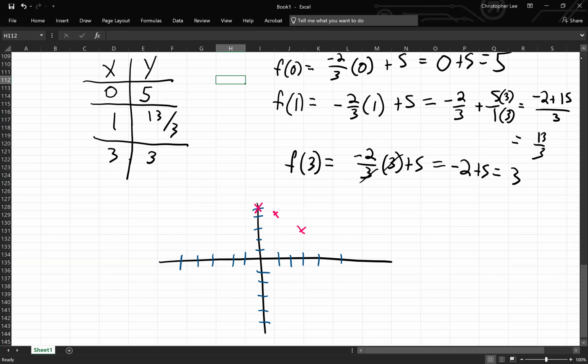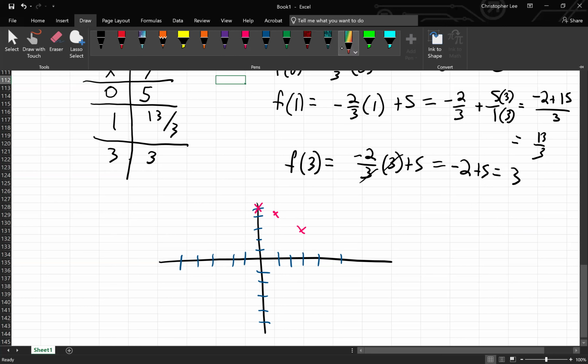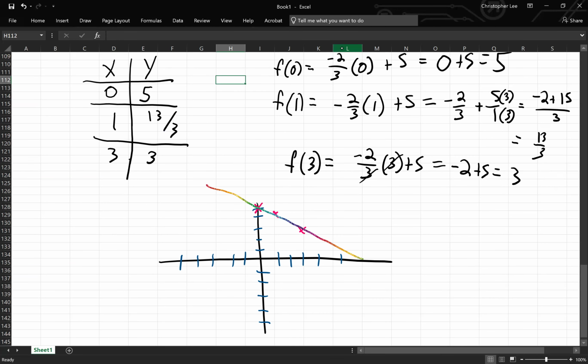After that, get a straight edge or something. I recommend using your ID. Then you just go straight across. Let me get a good color. I'm going to do rainbow. Go straight across, right through the points. And that's how you graph it using points.